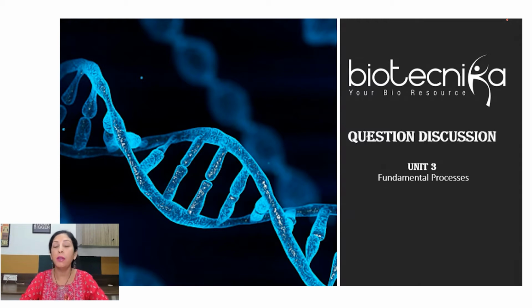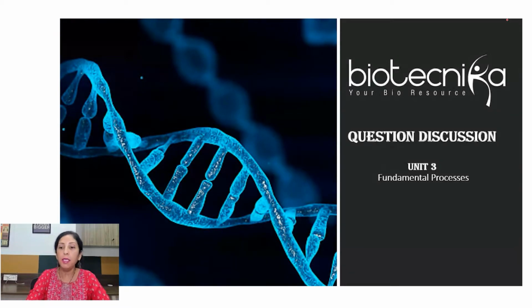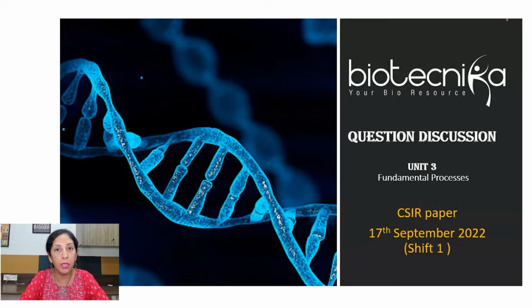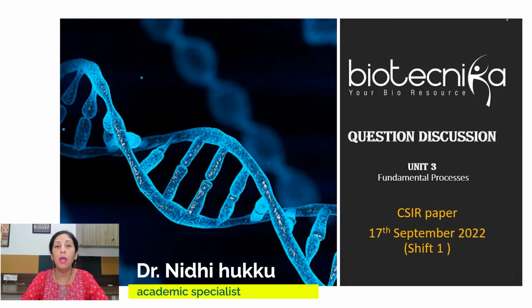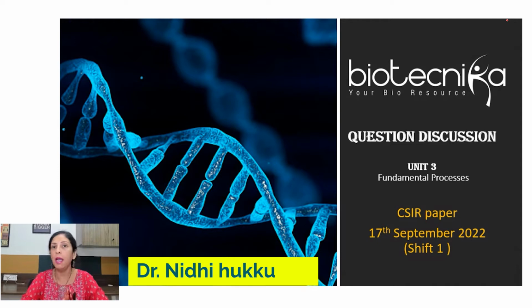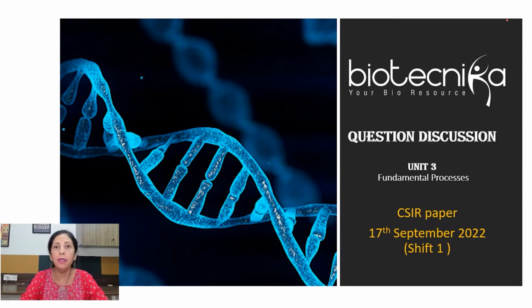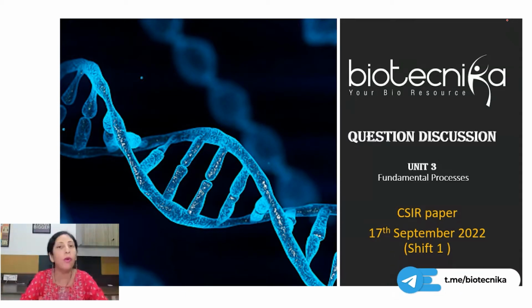In the following session, we are going to discuss the questions that have been asked from Unit 3 in the recent CSIR exam paper held on 17 September 2022 in Shift 1. If you have watched my video under the "how to, what to" series shared by Biotechnica about Unit 3, I had given you the idea that nearly 10 to 12 questions are asked from Unit 3 in the CSIR exam paper. So as expected, 11 questions were asked, and as expected again, some of those questions were combined with concepts from other units like Unit 2, Unit 4 or Unit 8.